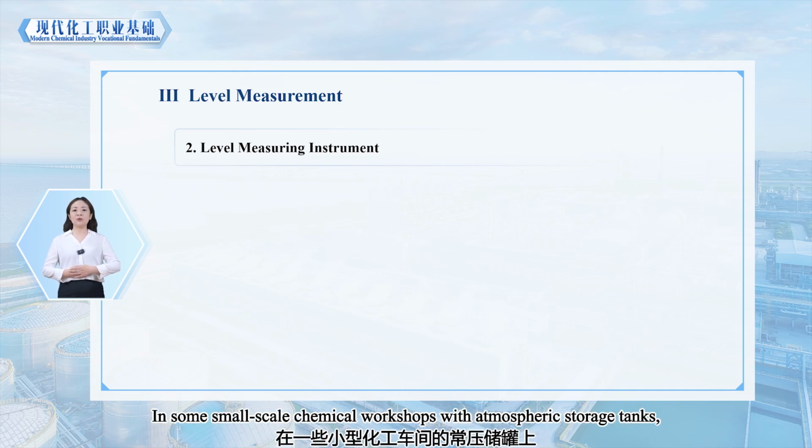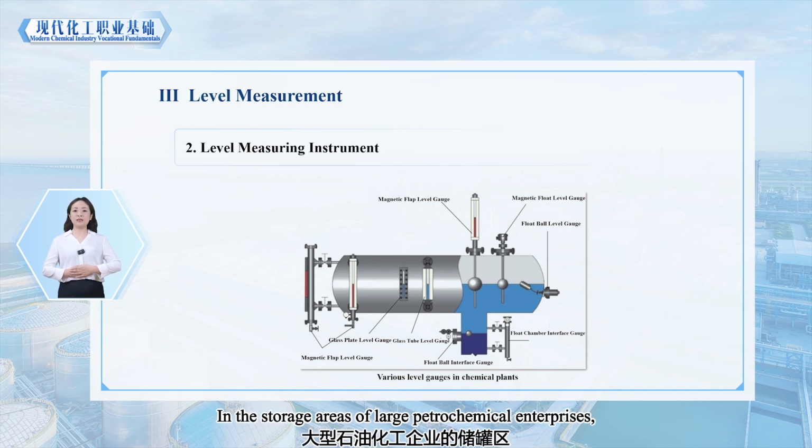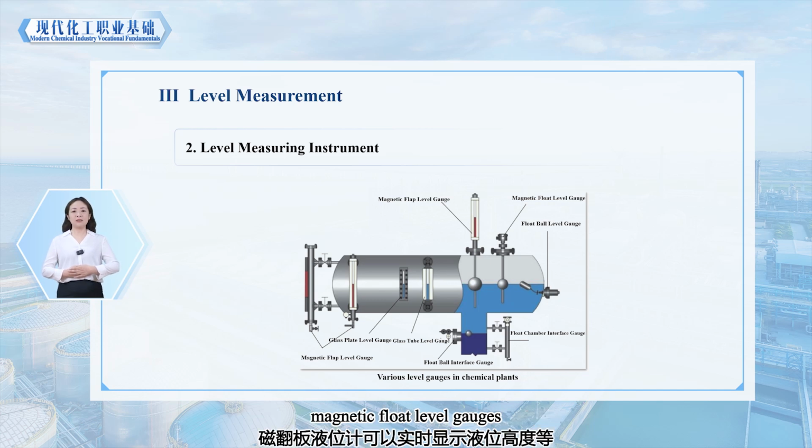In some small-scale chemical workshops with atmospheric storage tanks, gas tube level gauges are often seen. In the storage areas of large petrochemical enterprises, differential pressure level gauges are more commonly used. In sedimentation tanks at sewage treatment plants, magnetic flux level gauges can display the liquid level in real time.